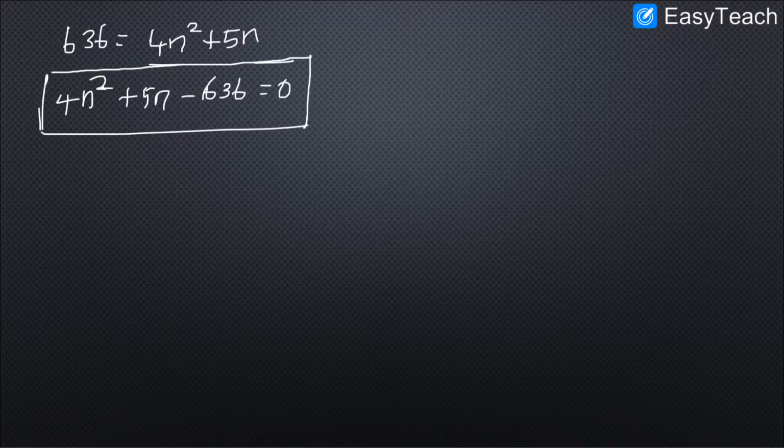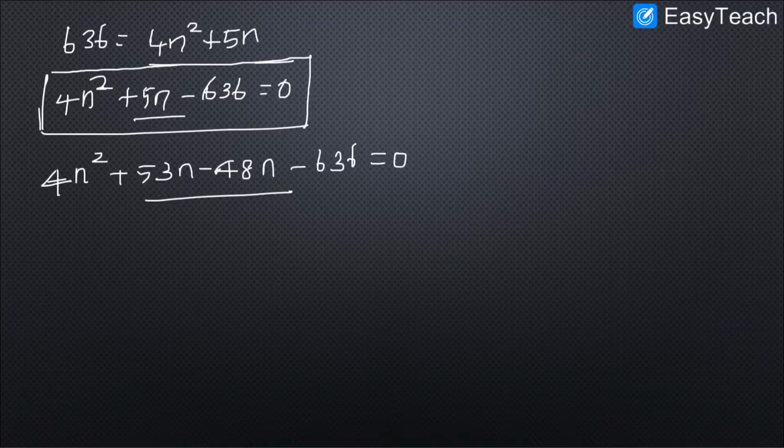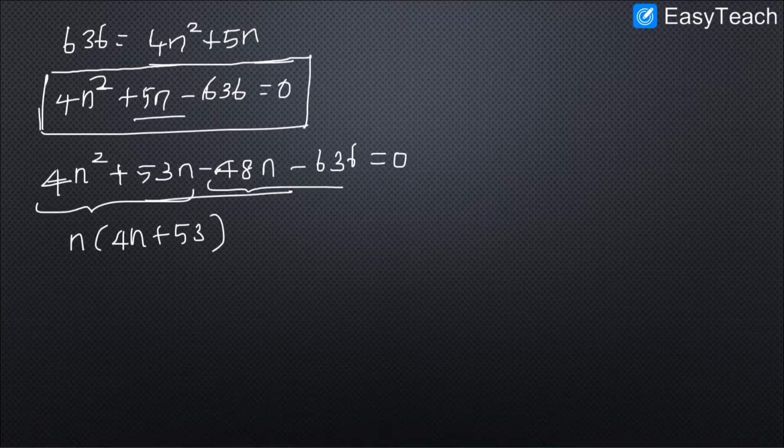Let us use the splitting middle term technique. So, 4n square, and 5n I can split as plus 53n minus 48n, minus 636 equals 0. From the first two terms I can take n as a common factor, so the remaining is 4n plus 53. In the second two terms I take minus 12 as a common factor, so the remaining is 4n plus 53, same as this, equals 0.